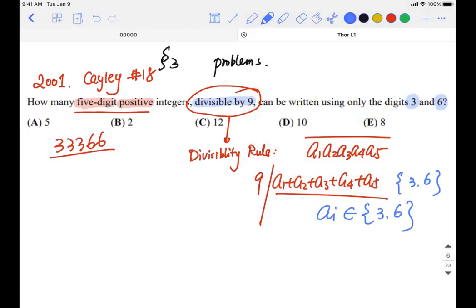So that being said, who can tell me? Now I have 5 digits. I know all those digits are either 3 or 6, and I just want to make sure the total sum of those 5 digits is divisible by 9. How can I do my analysis? How can I find those numbers?